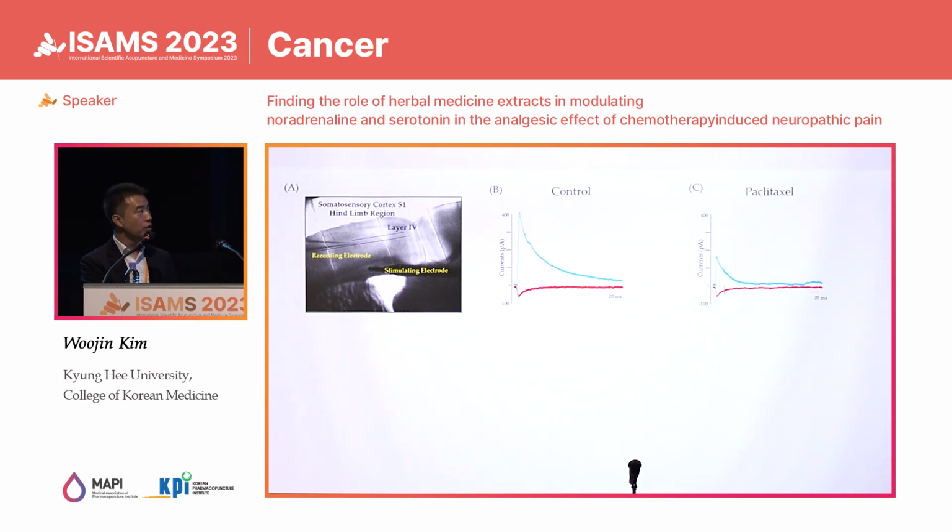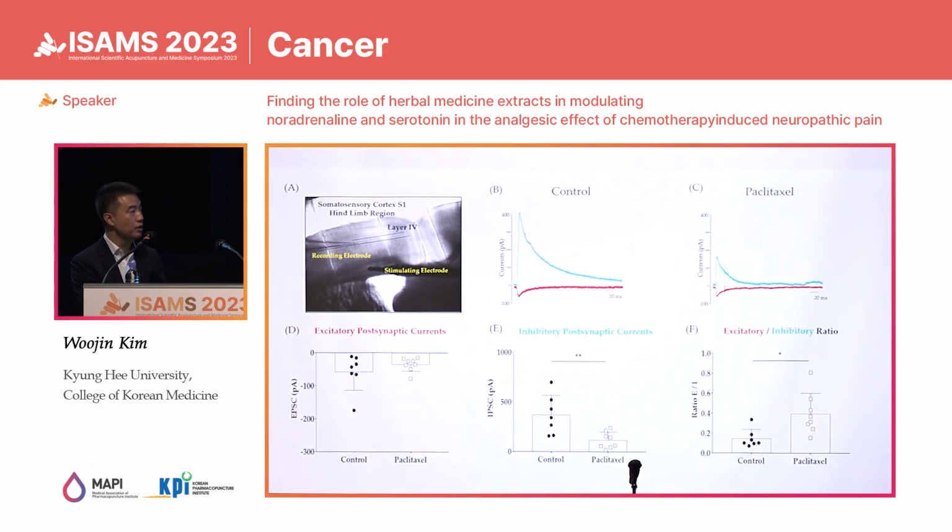But after 2 hours of incubation with paclitaxel, you can see that the inhibition current decreased, but the excitation current remained the same. And when you compare the excitation-inhibition ratio, it changes not because of a bigger excitation current, but due to the decrease in the inhibition current.